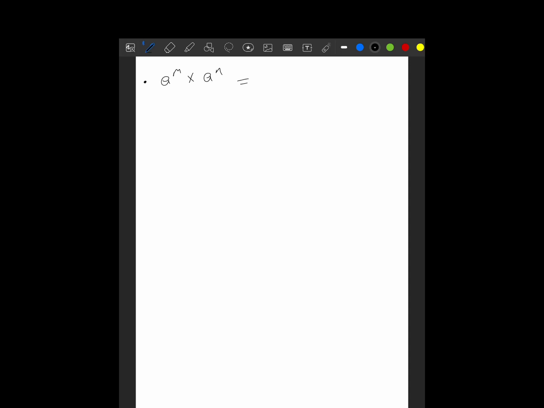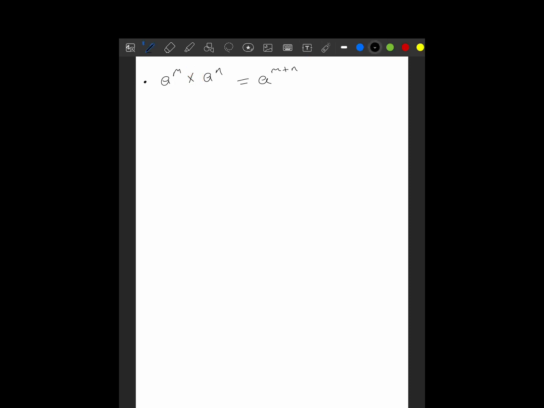So if you have a situation like this where bases of the exponents are the same, that's the condition. If the bases are the same and you're multiplying, you just have to add the exponents. So you just write the base and then you add the exponents. The reason you're adding the exponents is because you are multiplying.